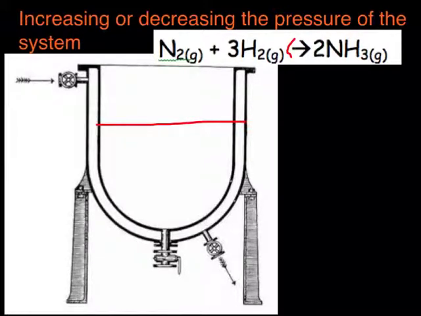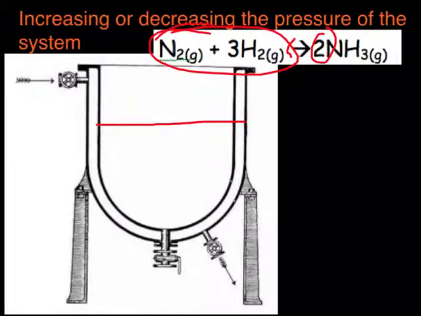Now, at equilibrium, I have 2 moles of ammonia gas, I have 3 moles of hydrogen gas, and I have 1 mole of nitrogen gas. So if I decrease the volume or increase the pressure, which ones of these are more likely to collide? Well, they're actually all more likely to collide than they were before because there's less room. But notice that there are 4 moles of gaseous reactant and only 2 moles of gaseous product. So which one is more likely to react with the other?